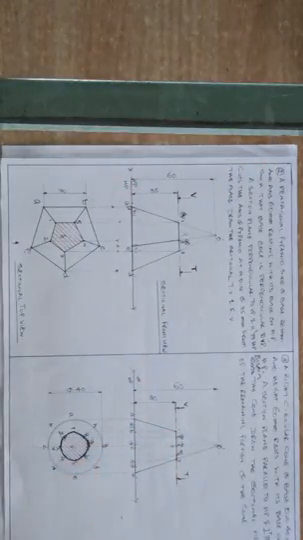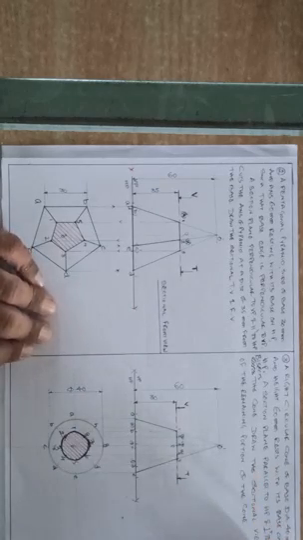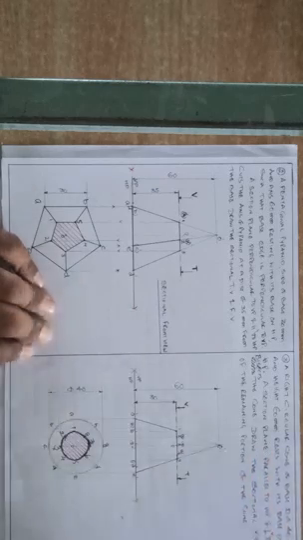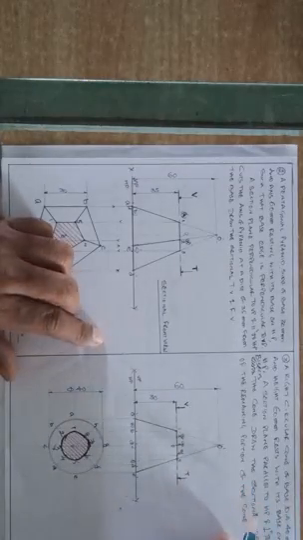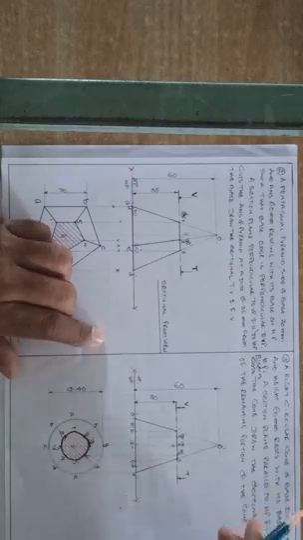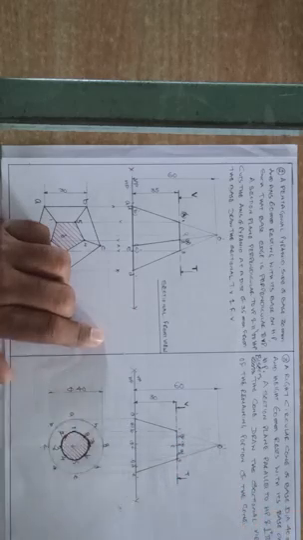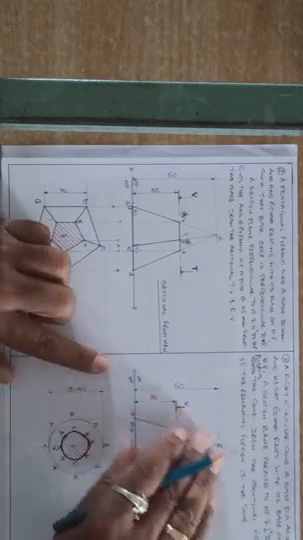Similarly, another problem: a right circular cone of base diameter 40 mm and height 60 mm rests with its base on HP, that is the position of the object, and a section plane parallel to HP and perpendicular to VP bisects the cone. In previous problems a distance was given, here it is bisect. Draw the sectional views of the remaining portion of the cone.